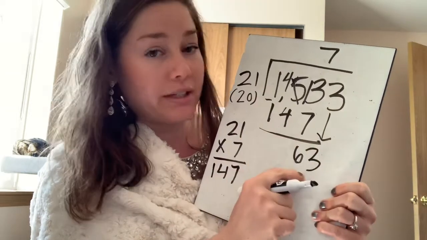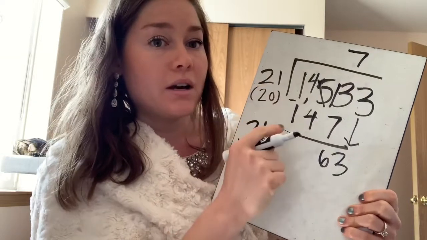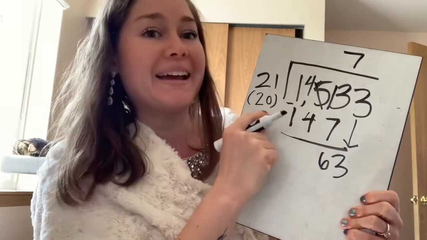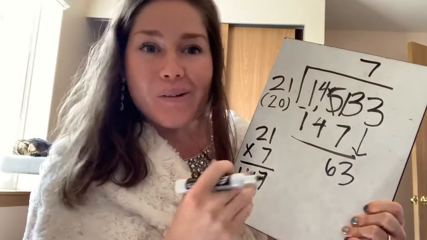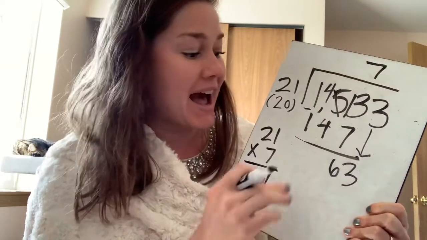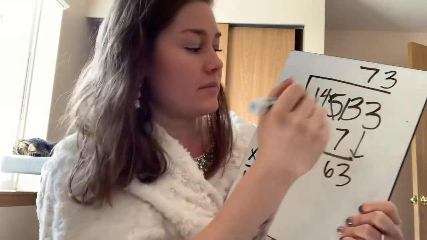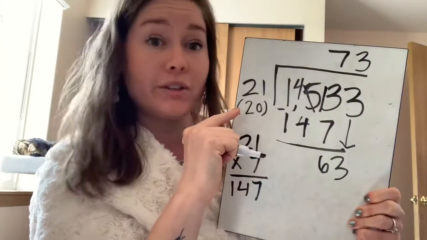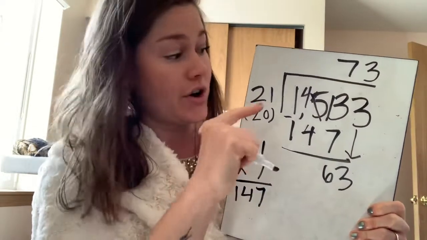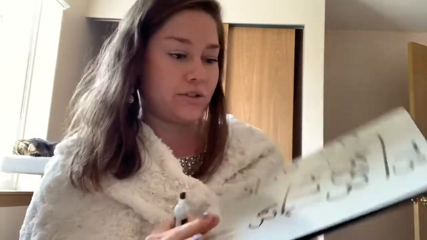And now I have 63 as my new dividend divided by 21. So I want to figure out how many times my estimate 20 can go into 63. If I skip count by 20s, I can end up at 60, which would give me an answer of 3. Now I ignore the 20. Not using the 20, I want my exact answer.